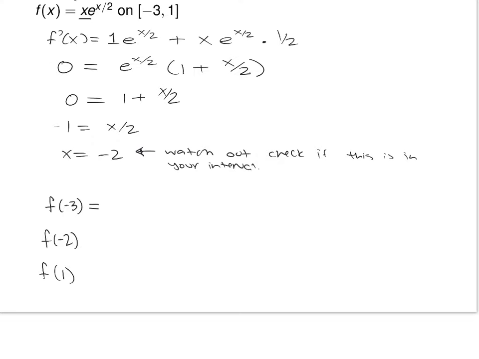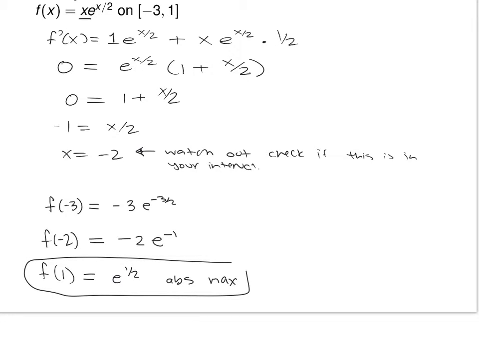So f of -3 is -3 e to the -3 over 2, right? f of -2 is -2 e to the -1, and f of 1 is e to the 1/2. E is between 2 and 3, but I think the absolute max should be totally obvious. Which one's the absolute max? The bottom one. And that's obvious because the previous two answers are both negative numbers, right? E to the anything is positive.